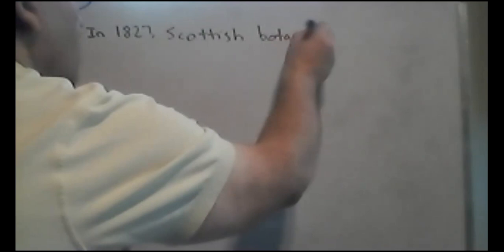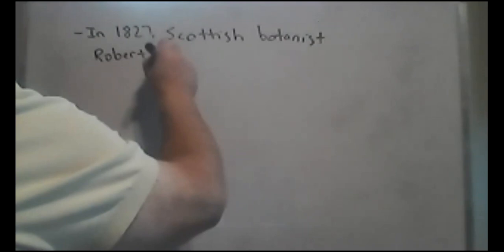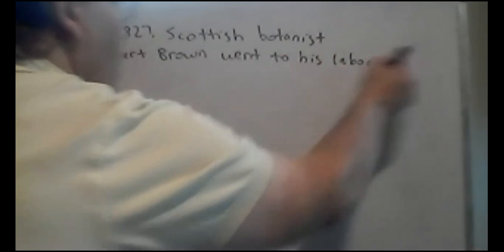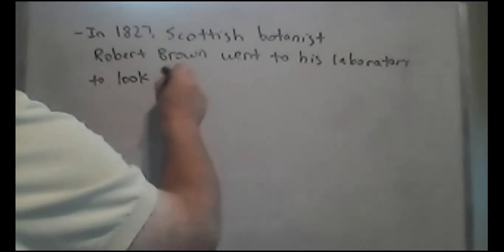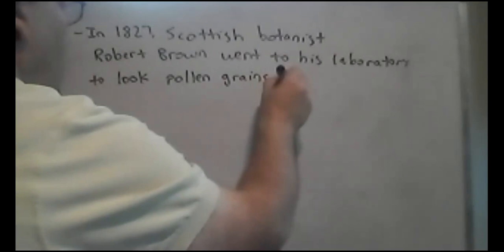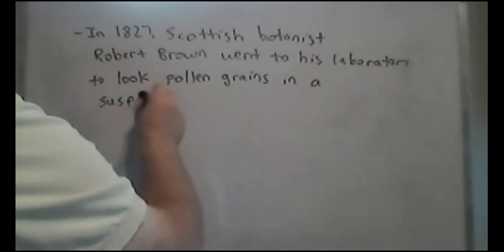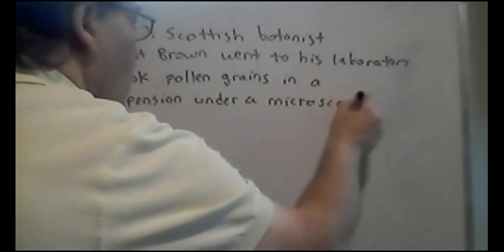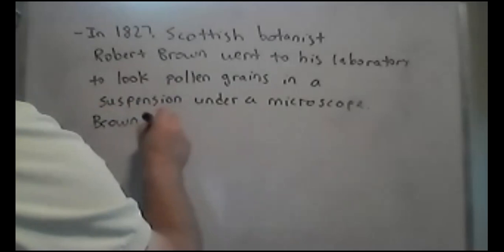So in 1827, a Scottish botanist, Robert Brown, went to his laboratory to look at pollen grains in a suspension under his microscope. And anybody can do this. Robert Brown was the first. But Robert Brown was able to understand what this meant. So Brown saw the pollen grains undergo random dances.